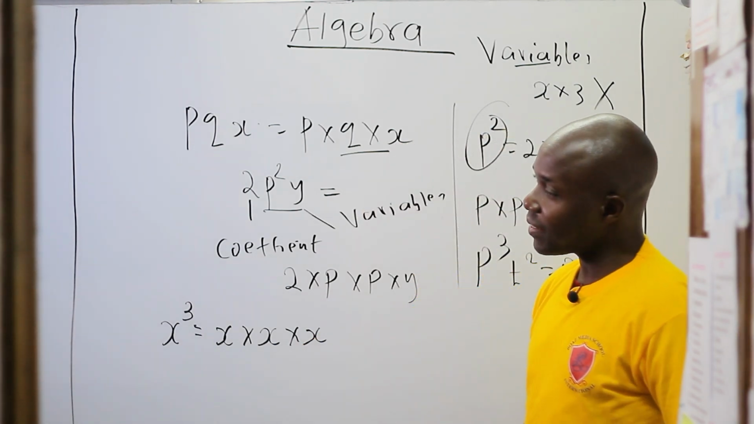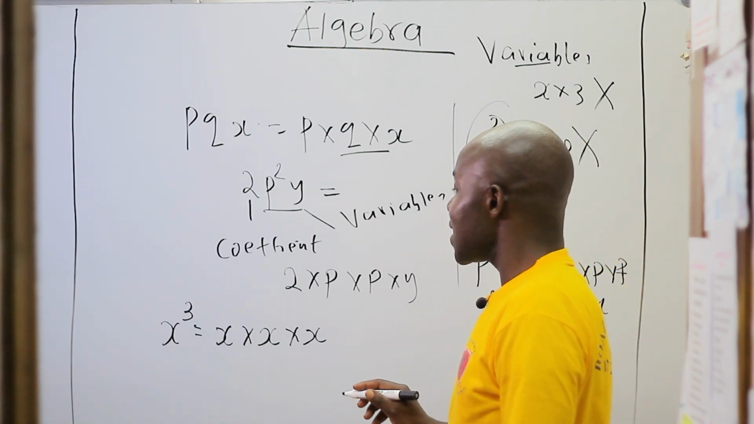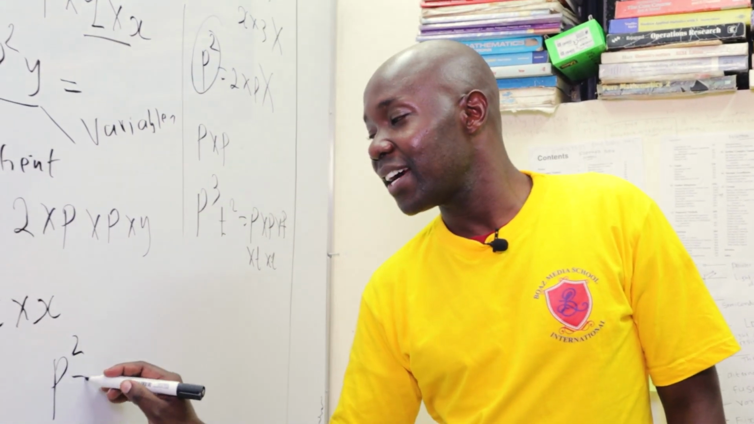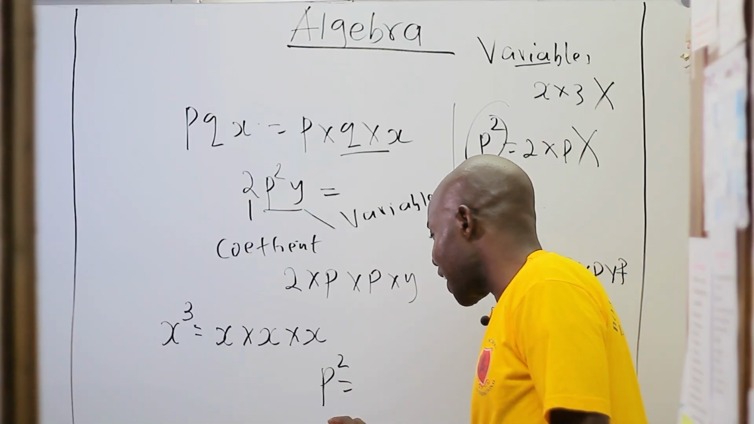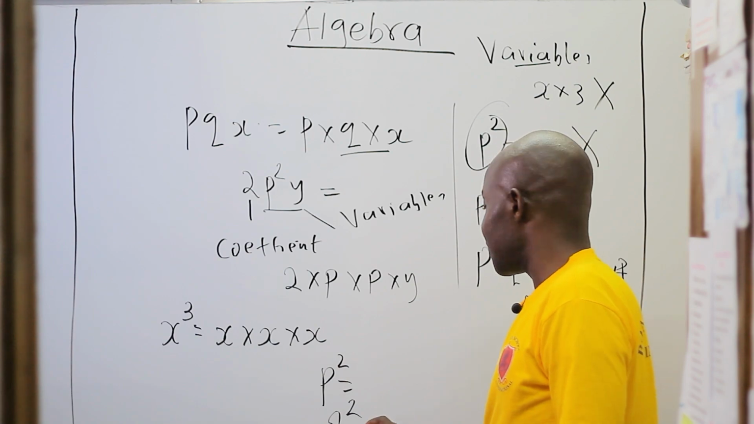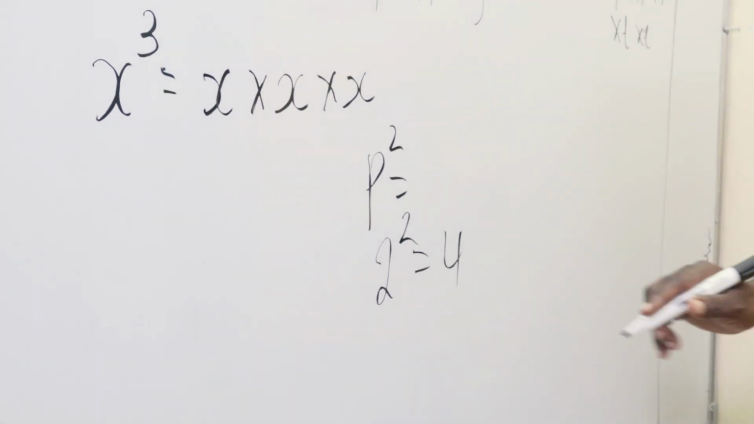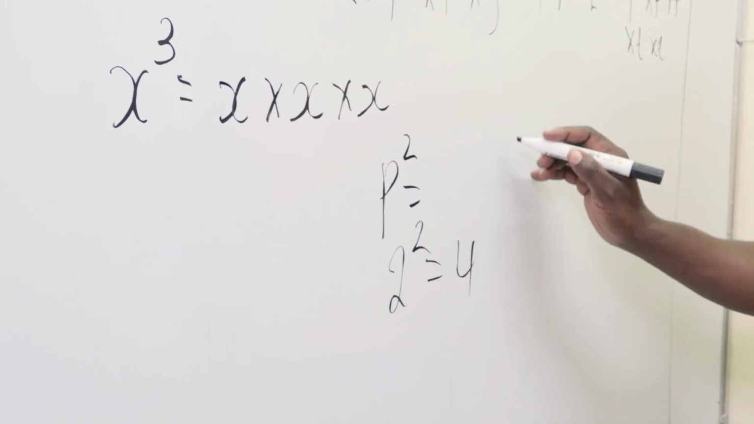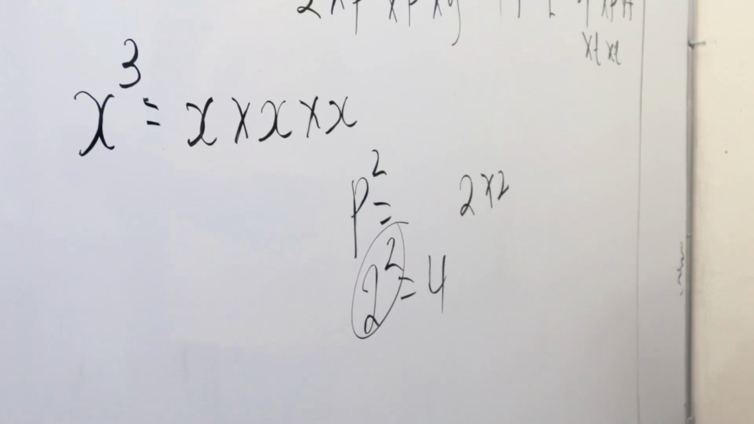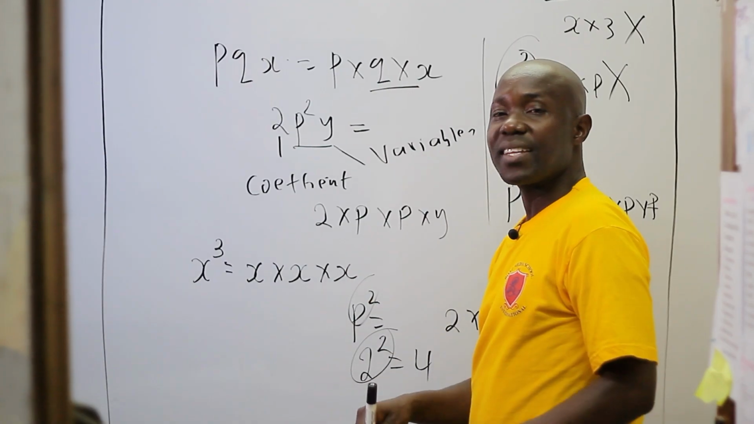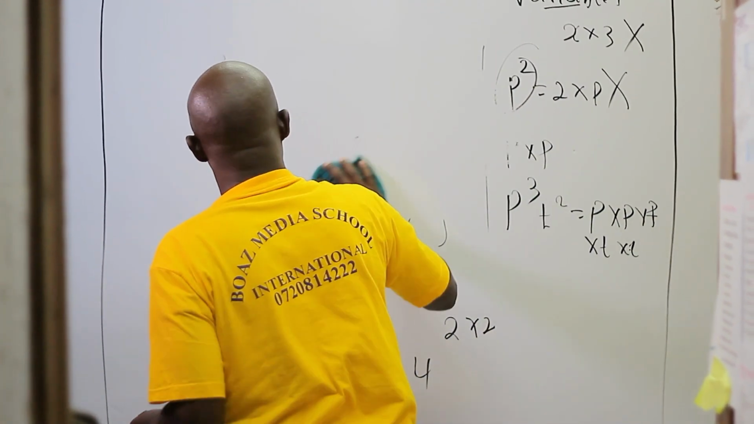An example: I was asking one of my students in class some 2 weeks ago, what is p squared? The student told me 2 times p. Then I asked the student again, what is 2 squared? The student told me the answer is 4. I asked, how did you get 4? They said 4 simply means 2 times 2. So when we deal with numbers and when we deal with letters, it simply means the same thing.